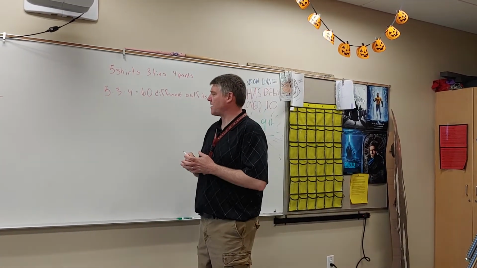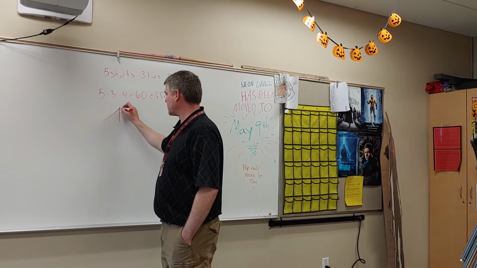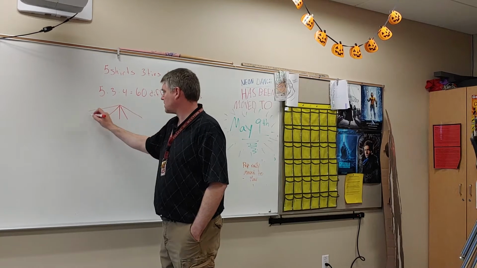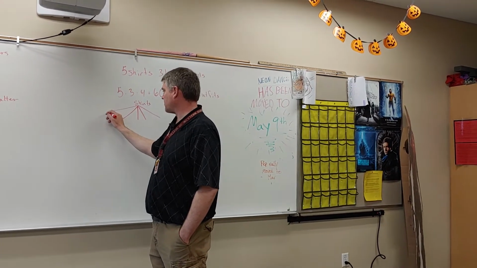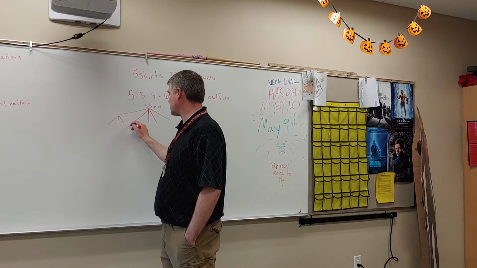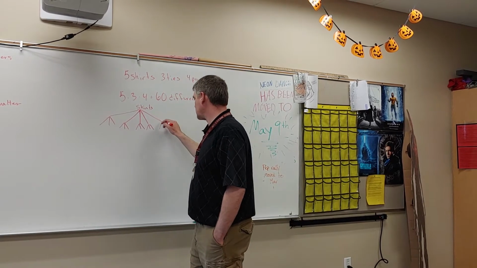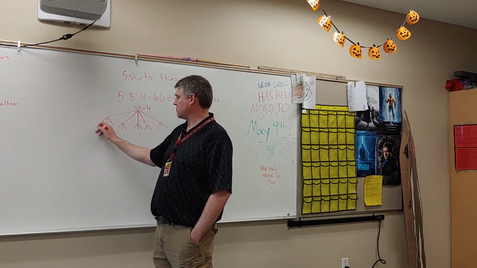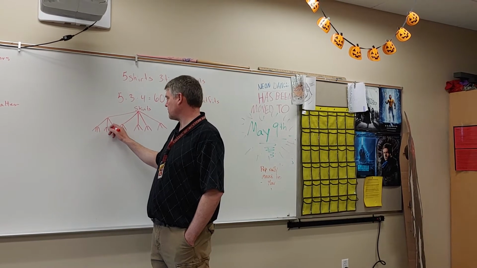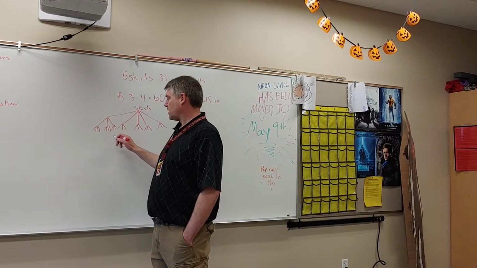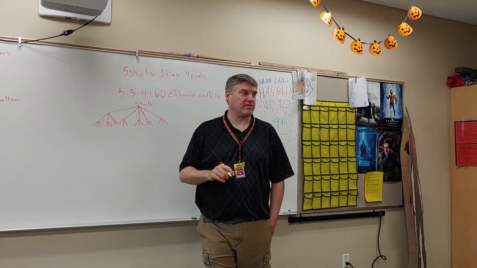If we were going to draw that out into a pattern, we would have 5 shirts. So these are the shirts. And then we'd have 3 ties. And then off of each of these, we would have 4 branches: 1, 2, 3, 4. 1, 2, 3, 4. It's going to get kind of messy. And then you can kind of see here that we would just add those all together.